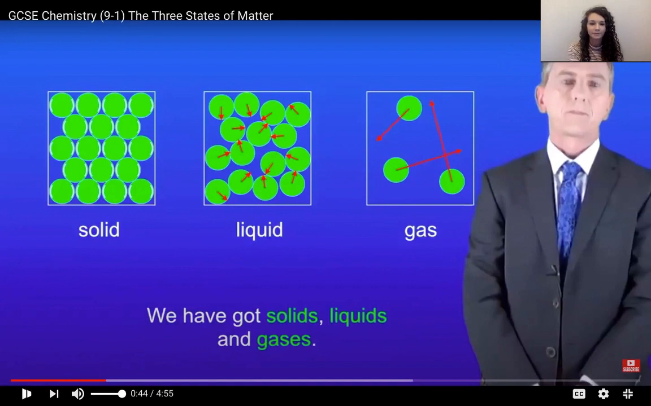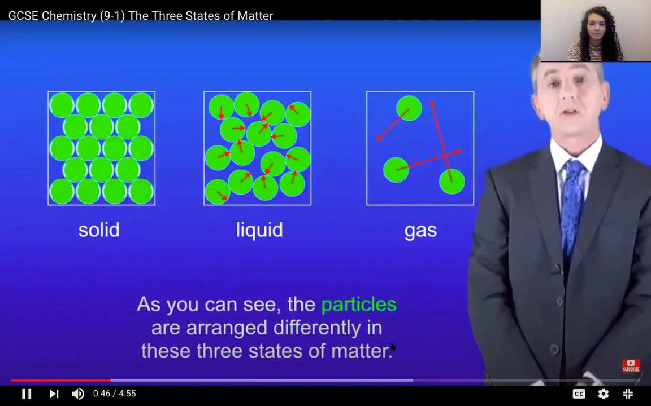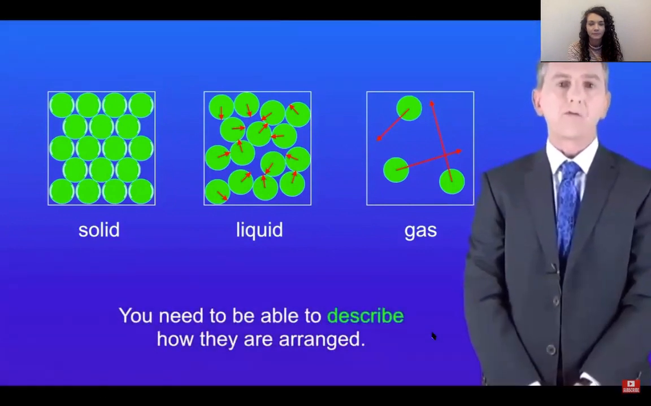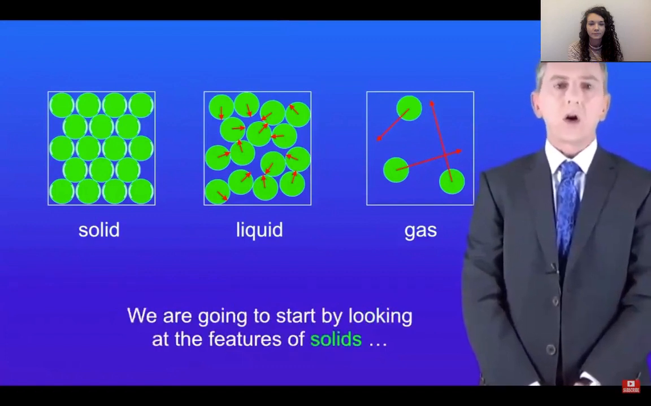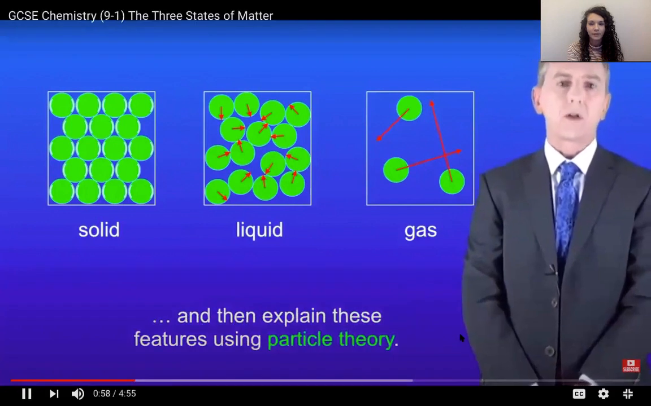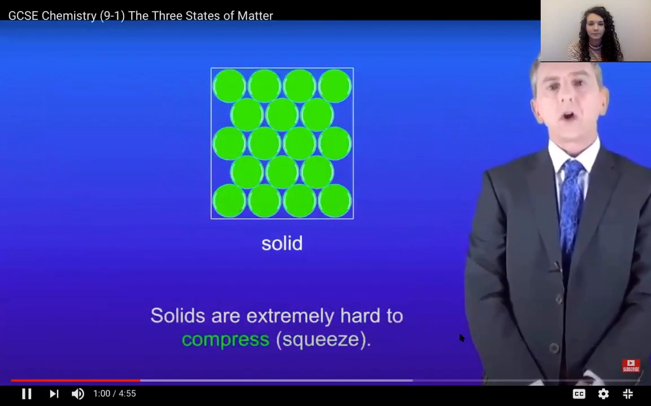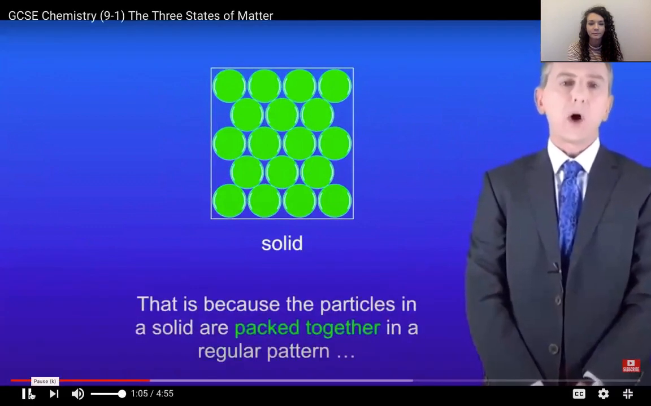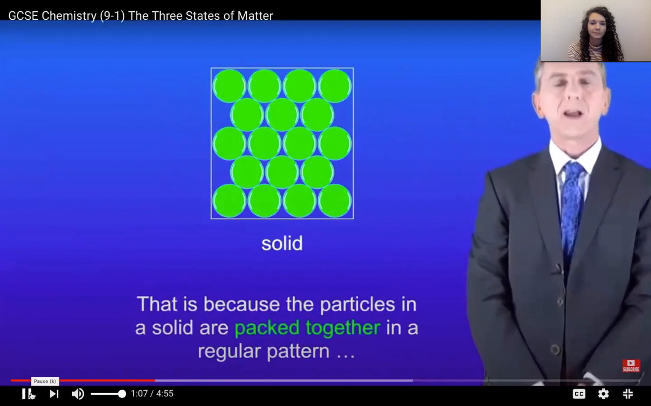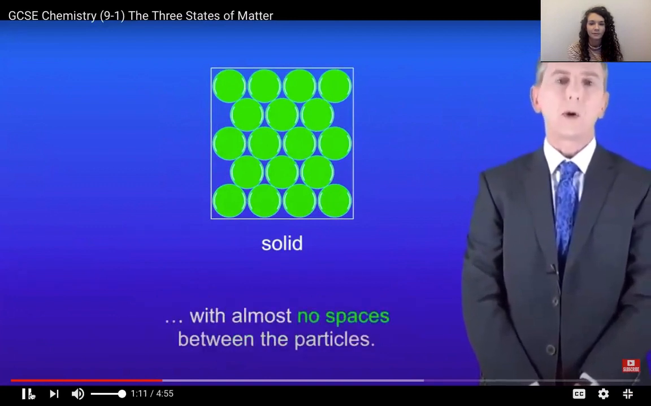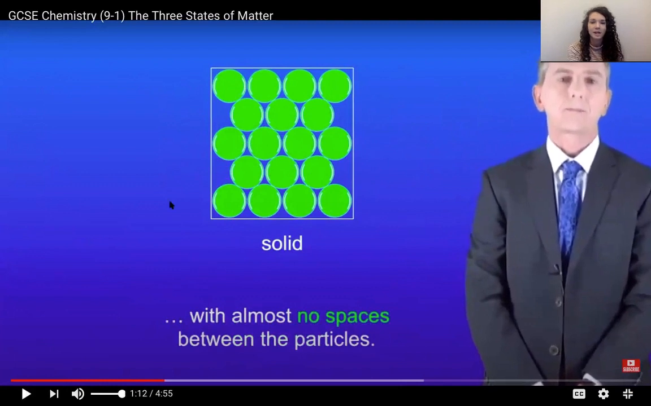Well done. As you can see, the particles are arranged differently in these 3 states of matter, and you need to be able to describe how they're arranged. We're going to start by looking at the features of solids and then explain these features using particle theory. Firstly, solids are extremely hard to compress, in other words, squeeze. That's because the particles in a solid are packed together in a regular pattern with almost no spaces between the particles. Okay, so as he just said, solids are extremely difficult to compress.